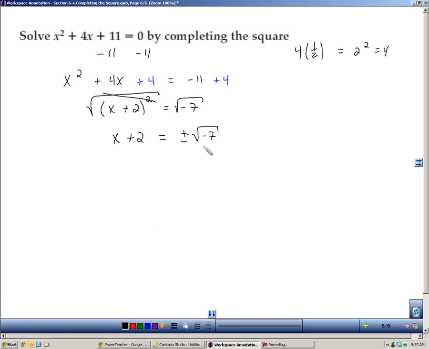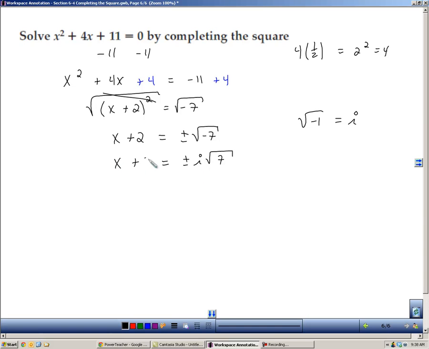It's at this point where we run into a problem. You can't take the square root of a negative, but if you remember, we've already learned about something called complex numbers. So we should know how to deal with this now. Instead of plus or minus the square root of -7, we're going to take the -1 out and make that an i. Because remember, the square root of -1 is just i. So we make that out in front.